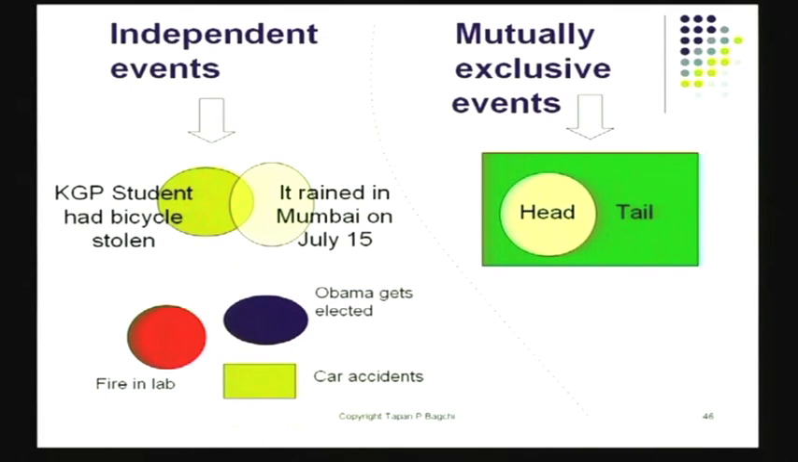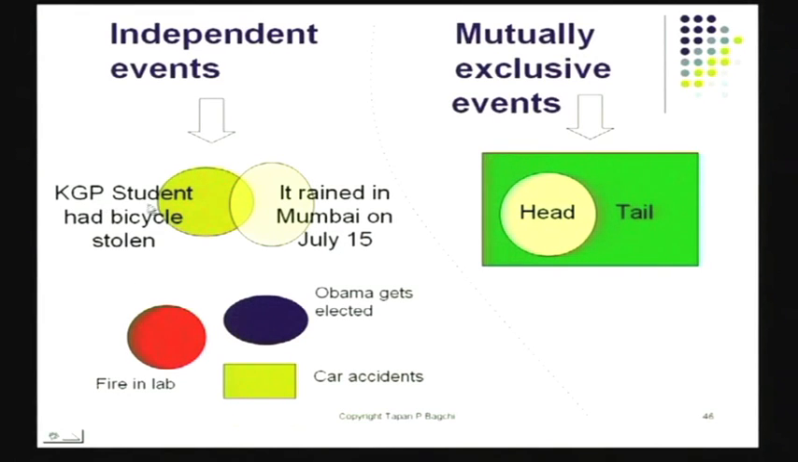What we have to remember, of course, is a little reminder of what we had done before. We have what we call independent events. And independent events are ones that occur regardless of what might have occurred somewhere else. So, for example, a Kharagpur IIT student had his bicycle stolen. And by chance on July 15th, it rained in Mumbai. These events really have nothing to do with each other. They are independent of each other. That's an example of events being independent.